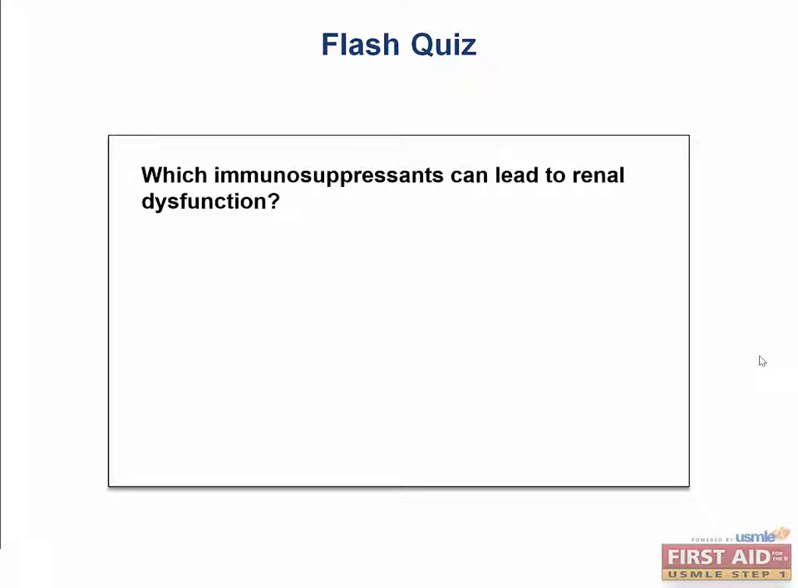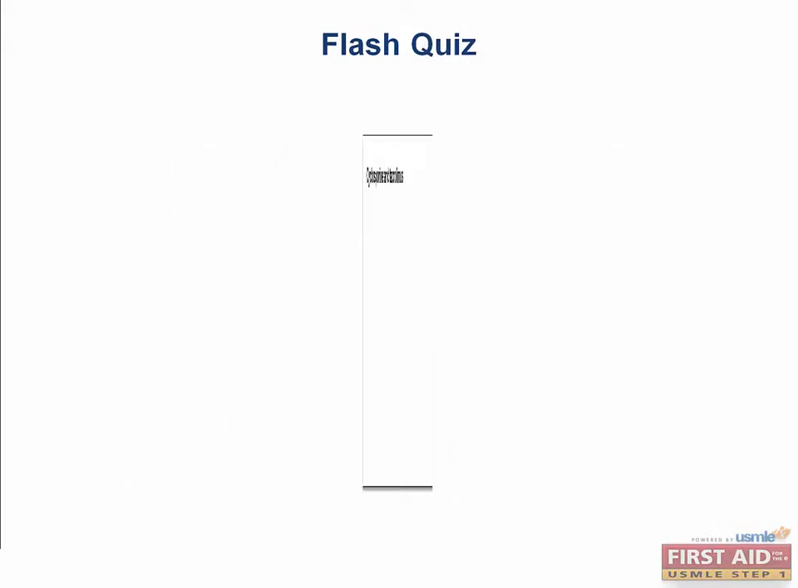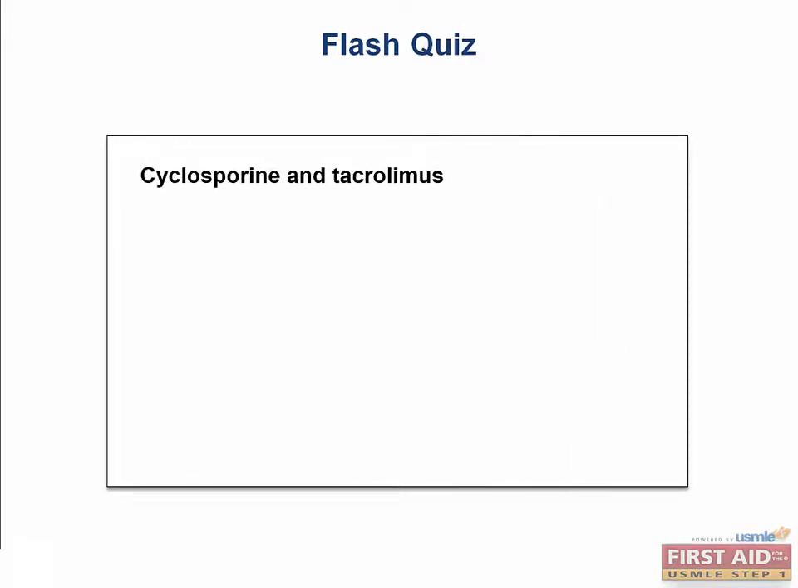Okay, flash quiz time. Which immunosuppressants can lead to renal dysfunction? So think about it. And the answers are cyclosporin and tacrolimus. Recall that with sirolimus, the kidneys survive.